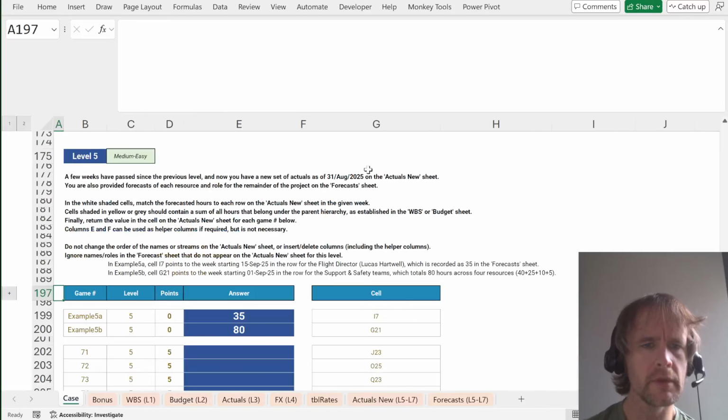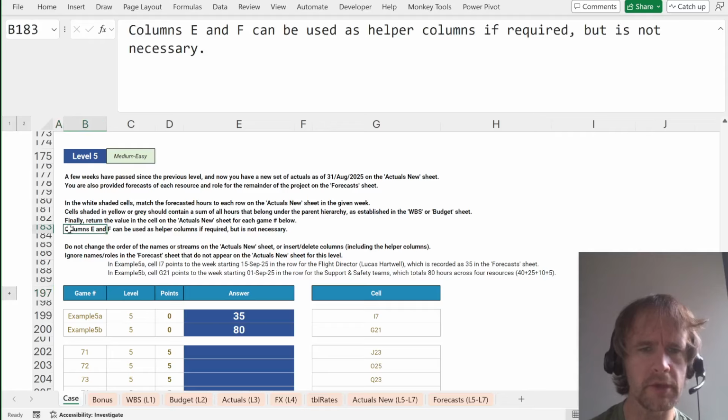Okay. So, in the white shaded cells, match the forecasted hours to each row on the actuals new sheet in the given week. Cells shaded in yellow or gray should contain a sum of all hours that belong under the parent hierarchy as established in this sheet. Finally, return the value in the cells on the actuals new sheet for each game number below. So columns E and F can be used as helper columns if required, but not necessary. Don't change the order, don't change anything.